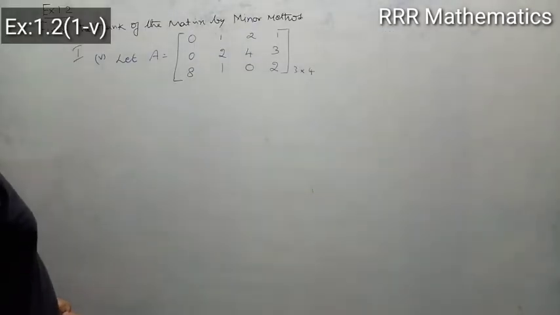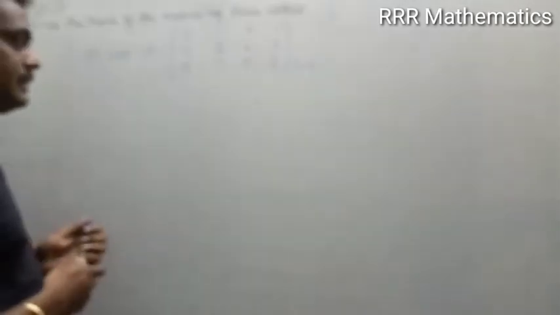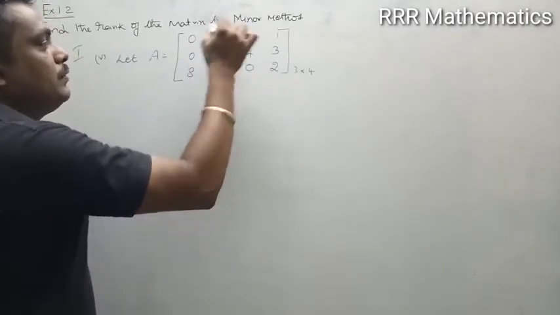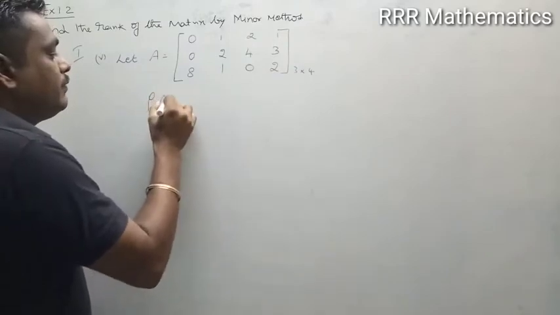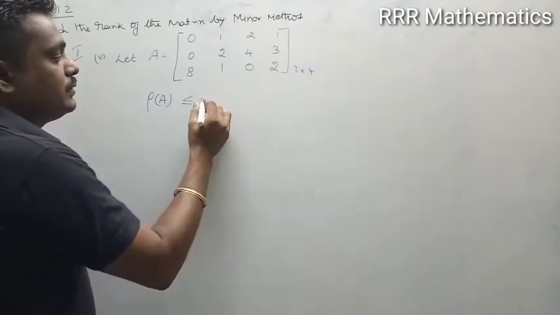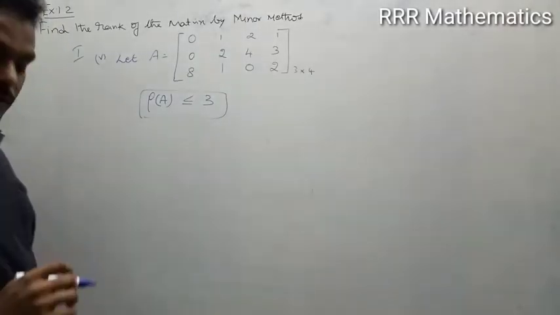Exercise 1.2. Find the rank of the matrix by minor method. Let us take the given matrix as A. Your order is 3 rows, 4 columns. So the rank of A is less than or equal to the minimum of 3 and 4, so it will be 3. So the rank of A in this case is less than or equal to 3.